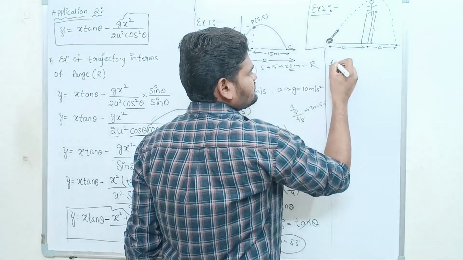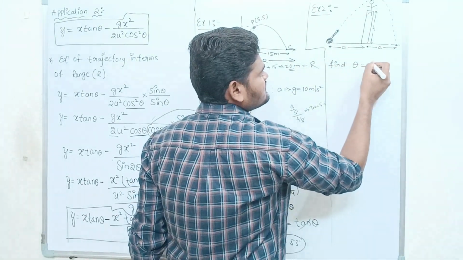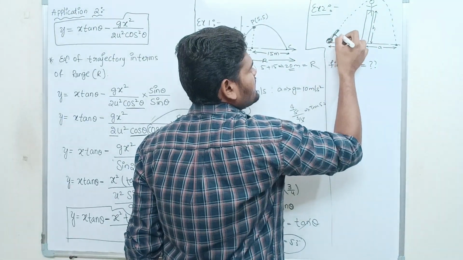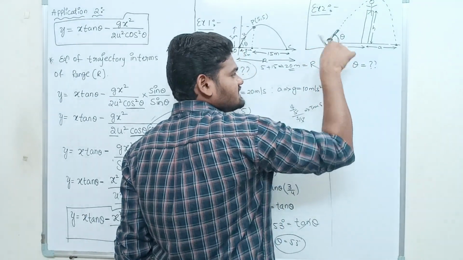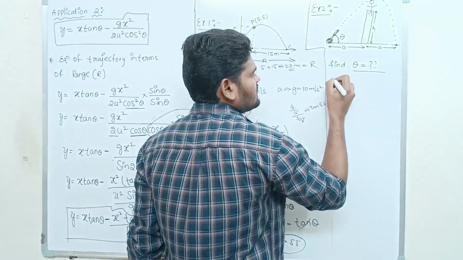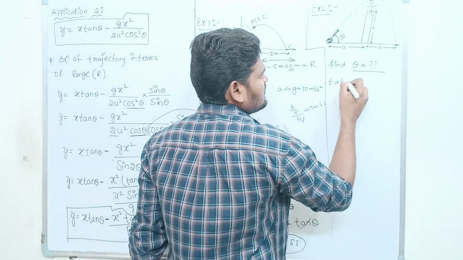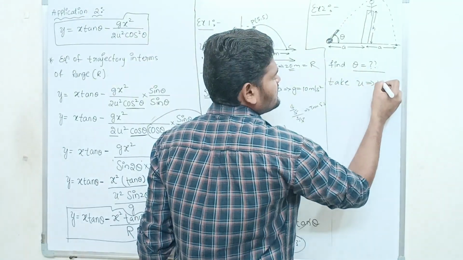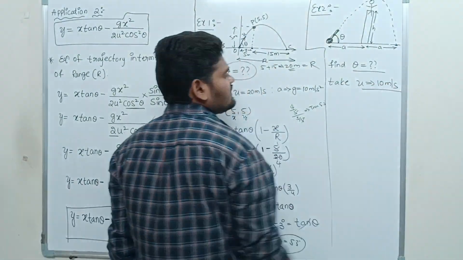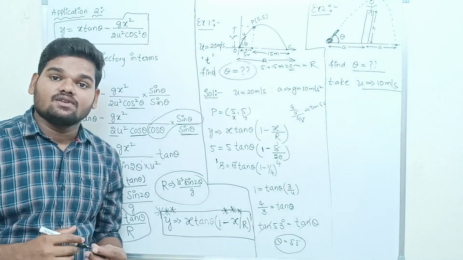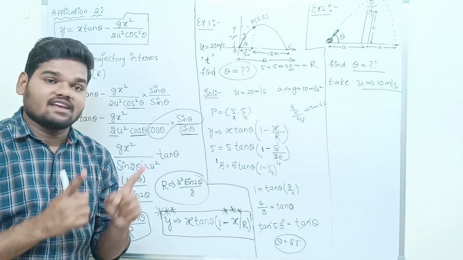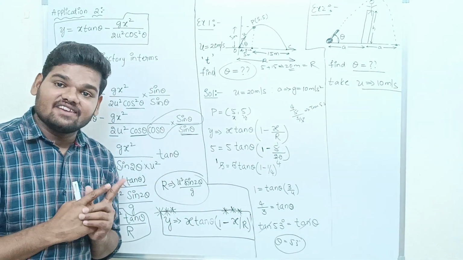So find theta. The angle made by the bullet with the horizontal is equal to how much? Take the initial velocity of the bullet as 10 meter per second. Can you solve that problem? Can I give the clue?